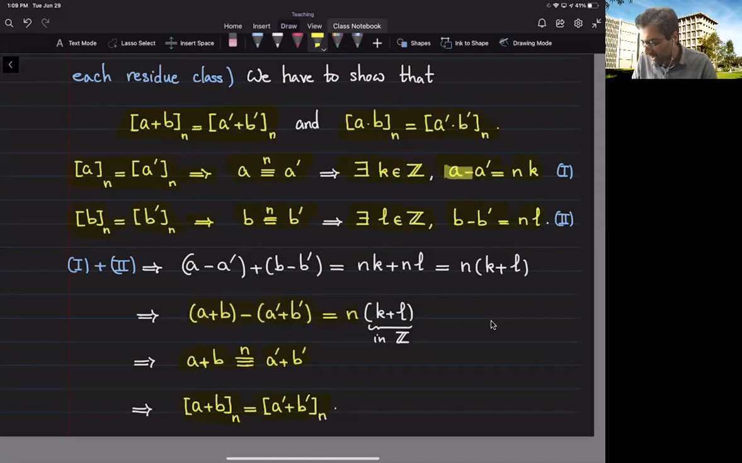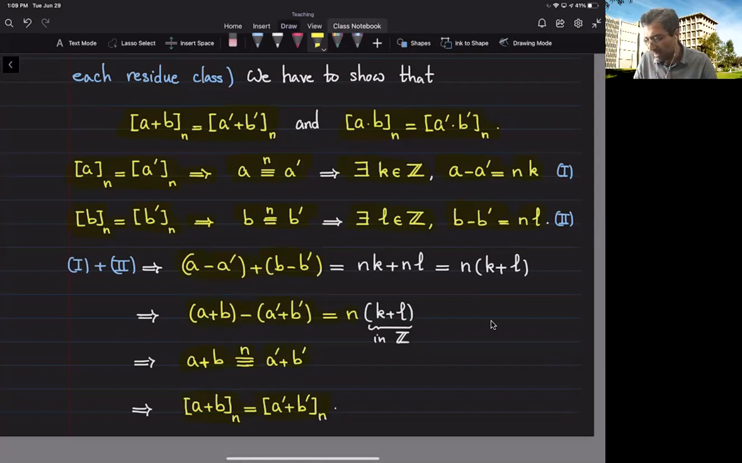We are told that A minus A prime and B minus B prime are multiples of n. How can I get to A plus B minus, parentheses, A prime plus B prime? I simply add these two. So I add both sides. The left-hand side will be A minus A prime plus B minus B prime. I reorder the terms. I end up getting A plus B minus A prime plus B prime. That's exactly what I'm interested in.